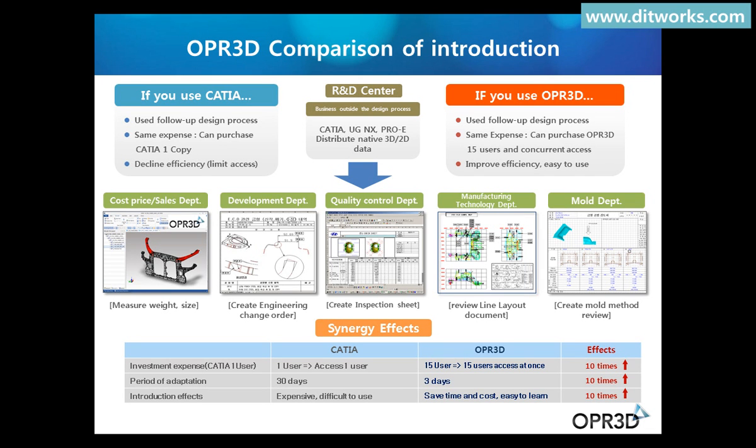First, the investment cost is maximized. With the same cost that would buy one license of the previous product, if you switch to OPR3D, 15 people can use it, so you can see an effect of at least 15 times. The second is rapid application to work.